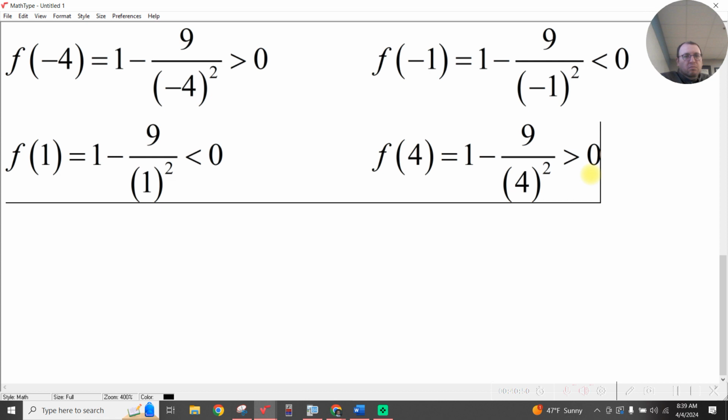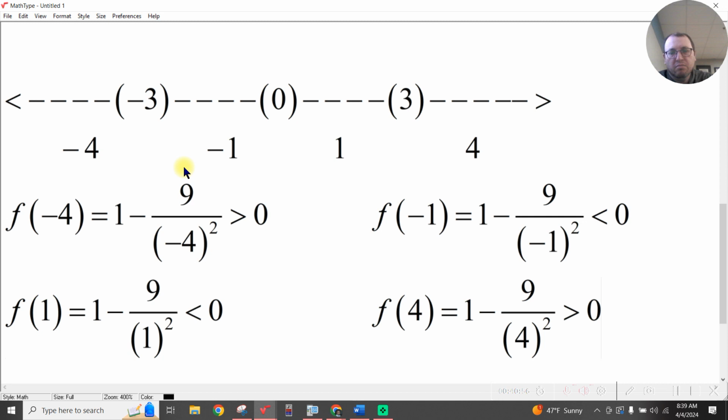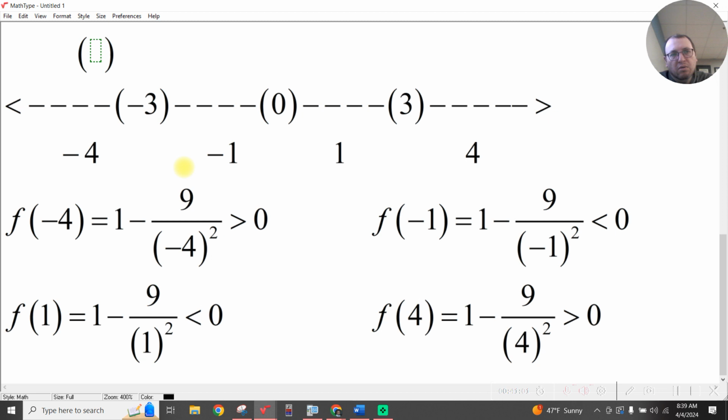Go up to my little number line right here and put those in. Positive, negative, negative, positive. And that lets me know I've got increasing, decreasing, decreasing, increasing.